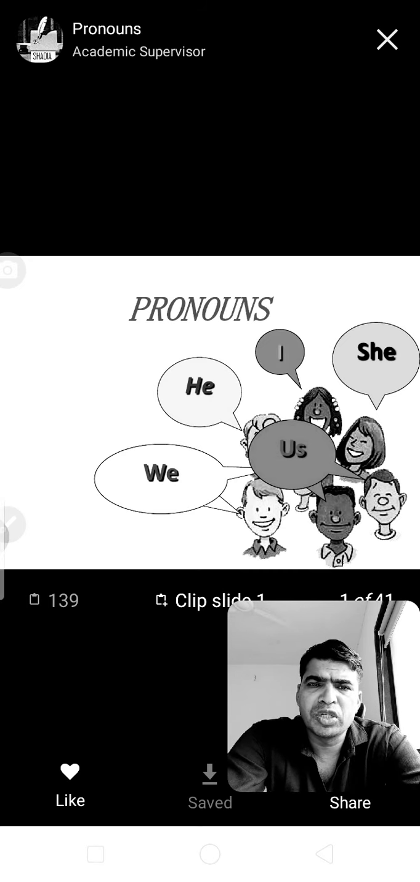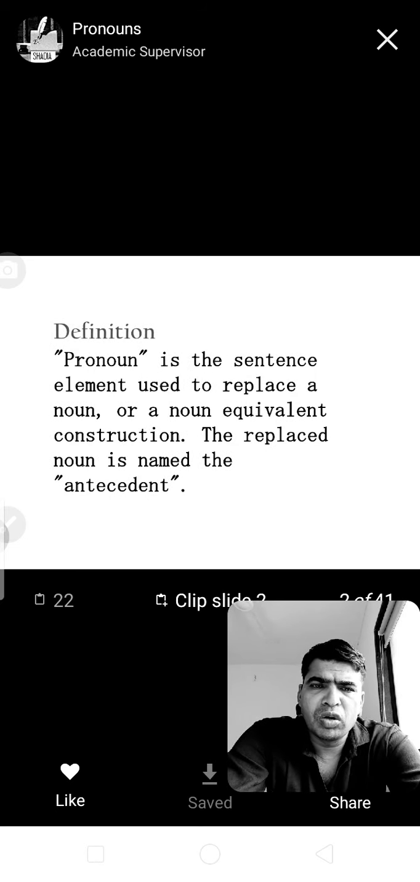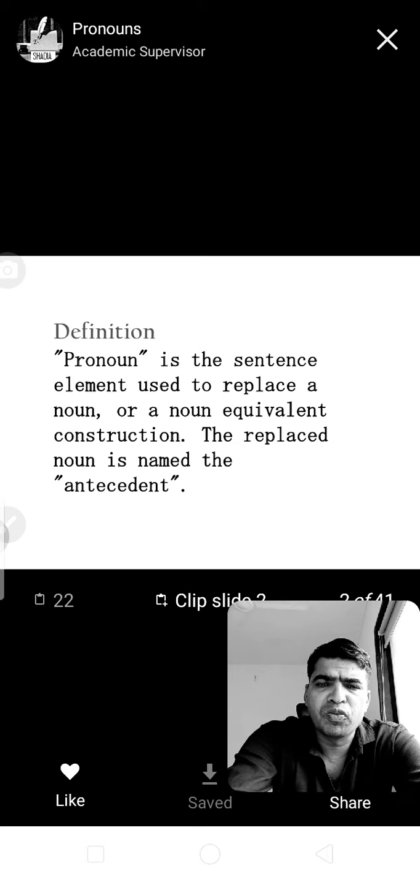First of all, we must know what is a pronoun. There are different pronouns, for example, I, he, we, she, and us. These are used in place of a noun. The definition of pronoun is: it is the sentence element used to replace a noun or a noun equivalent construction. The replaced noun is named the antecedent. In simple words, we can say the word used in place of a noun is called a pronoun.